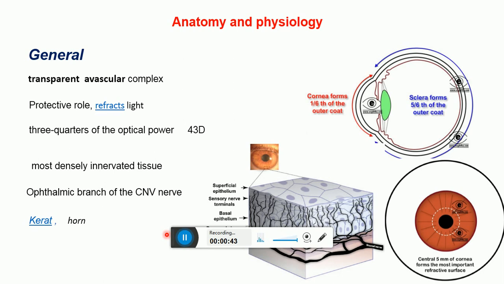Embryology: the corneal epithelium is derived from surface ectoderm, while the stroma, Descemet's membrane, and endothelium are derived from paraxial mesoderm.